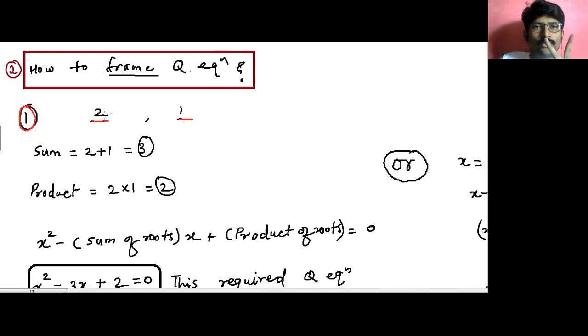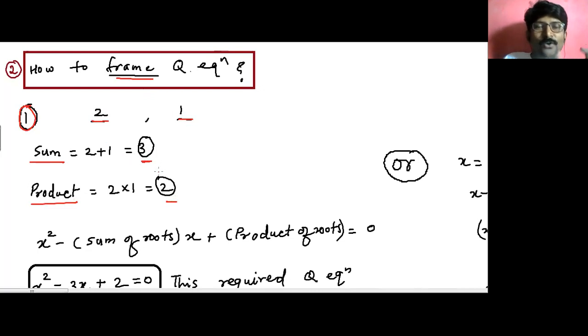So if there are two roots, one is 2 and the second one is 1, how are we going to frame this quadratic equation? Simple. First we're going to find the sum of these two numbers. So 2 plus 1 will become 3. Then we're going to find the product. The product would be the product of these two numbers, 2 into 1. So the product comes 2 and the sum comes 3.